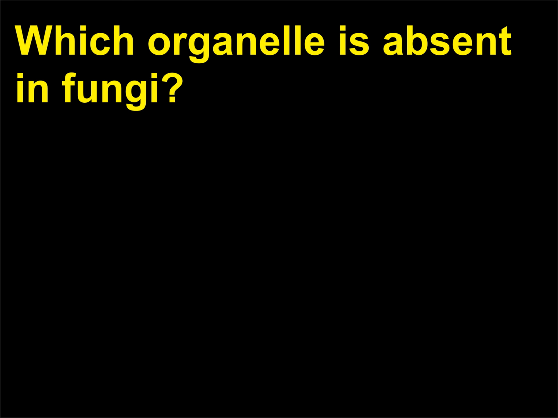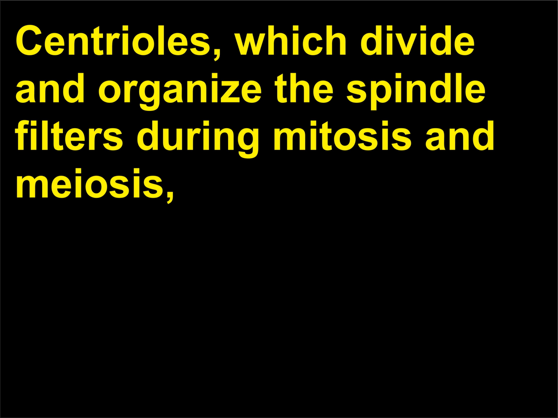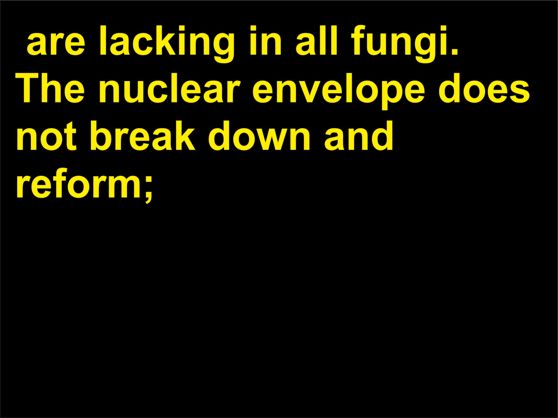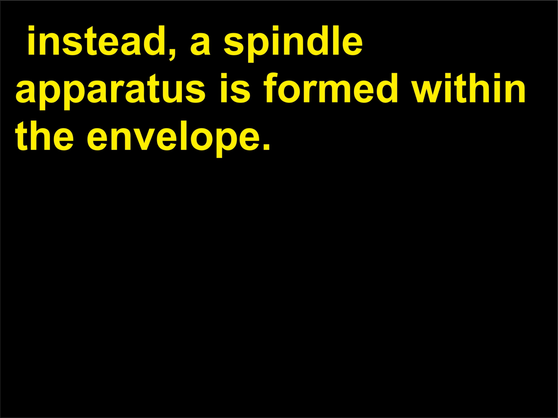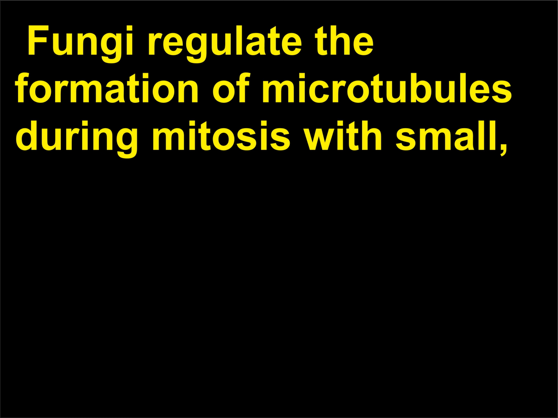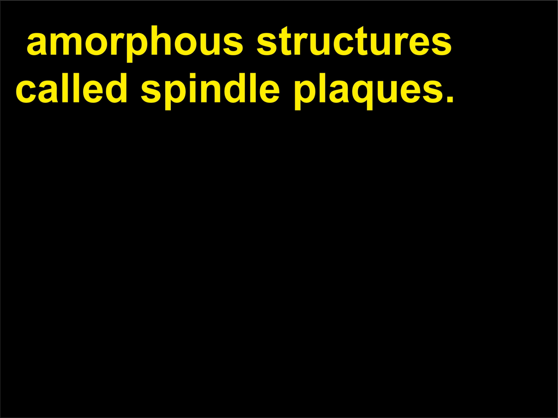Which organelle is absent in fungi? Centrioles, which divide and organize the spindle filters during mitosis and meiosis, are lacking in all fungi. The nuclear envelope does not break down and reform. Instead, a spindle apparatus is formed within the envelope. Fungi regulate the formation of microtubules during mitosis with small amorphous structures called spindle plaques.